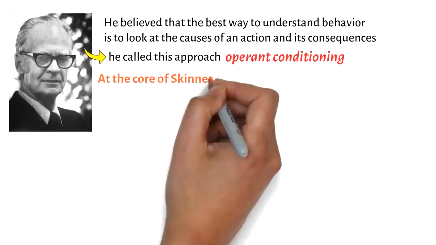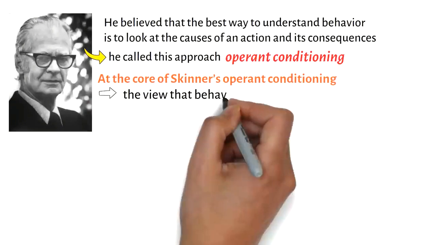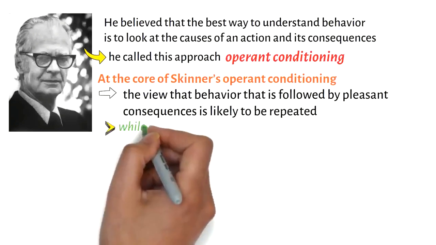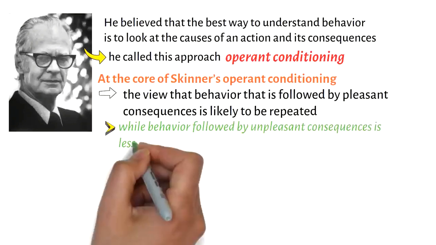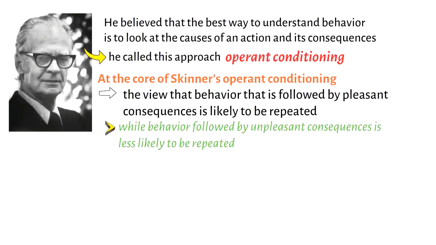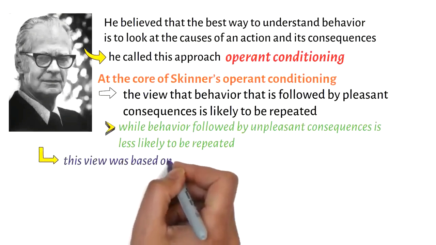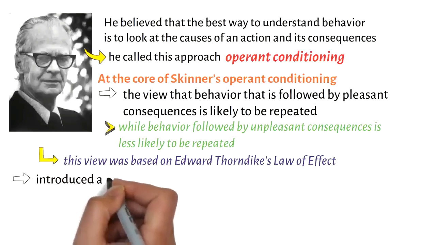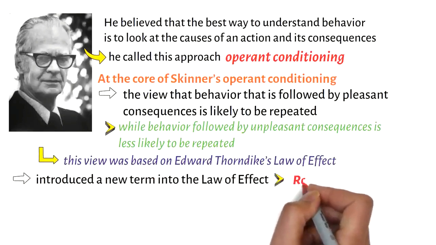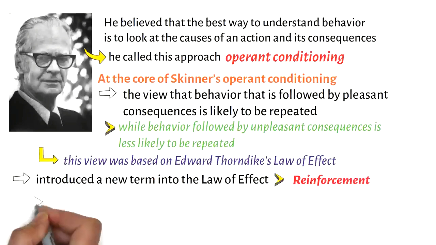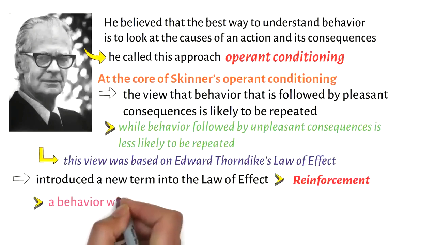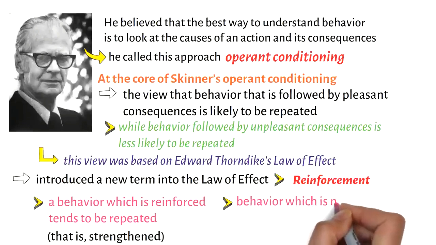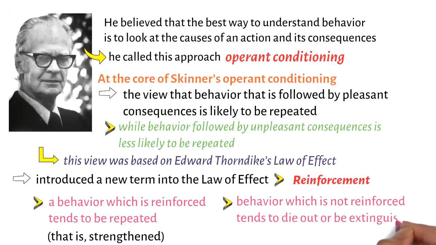At the core of Skinner's operant conditioning is the view that behavior that is followed by pleasant consequences is likely to be repeated, while behavior followed by unpleasant consequences is less likely to be repeated. It must be noted, however, that this view was based on Edward Thorndike's law of effect. Skinner introduced a new term into the law of effect, that is, reinforcement. So that, for Skinner, a behavior which is reinforced tends to be repeated, that is, strengthened, while behavior which is not reinforced tends to die out or be extinguished, that is, weakened.